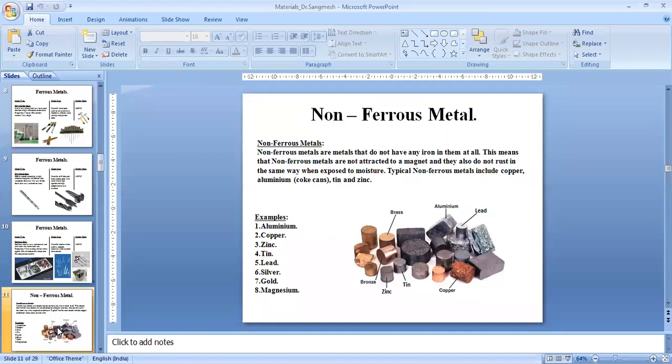Even when you expose it to any high condition, irrespective of the weather, irrespective of moisture presence, it is not going to rust. So typical non-ferrous materials are going to be aluminum and copper, which we very widely use in heat transfer applications, and also zinc, tin, lead, silver, gold, and magnesium. All these we use as non-ferrous metals.